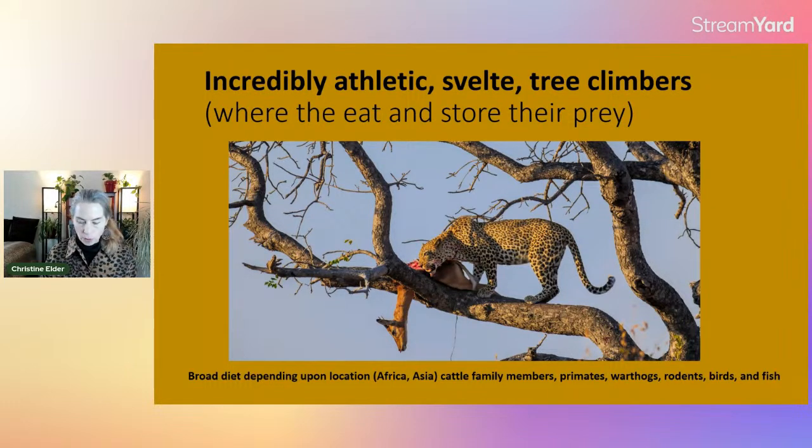And again, another photo where they can haul their food up in the trees. Now, they're going to do that to escape their main competitors, like hyenas and African lions and wild dogs. But they can also not only eat these members of the cattle family, but they'll even eat various primates, warthogs, rodents, certain larger birds, and fish. And their relatives, the jaguars, even eat crocodiles. So I don't know if these guys eat crocodiles. They might.